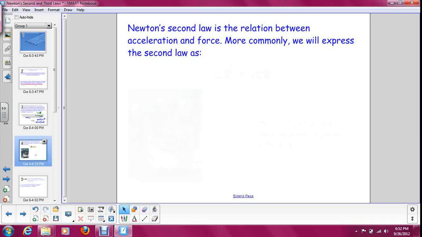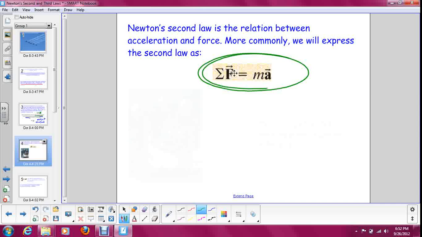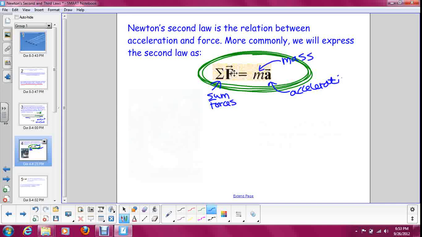We tend to write Newton's second law a different way, and it's the relationship between acceleration and force. So usually when we write Newton's second law, this is what it looks like. And this is the really super important part that you need to write down somewhere in your notebook right now. The equation tells us the sum of the forces, or all of the forces added together, are equal to the mass of an object times the acceleration of an object.